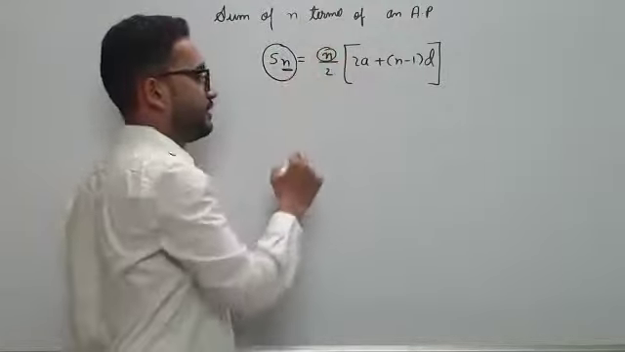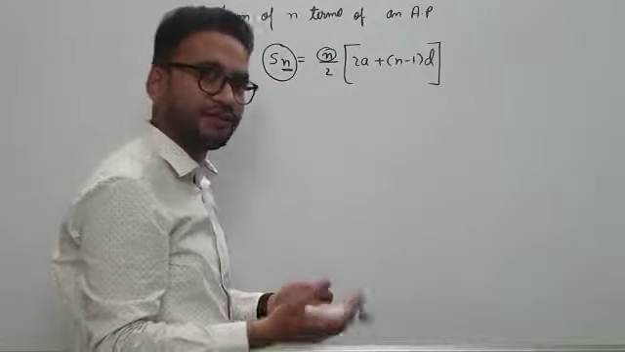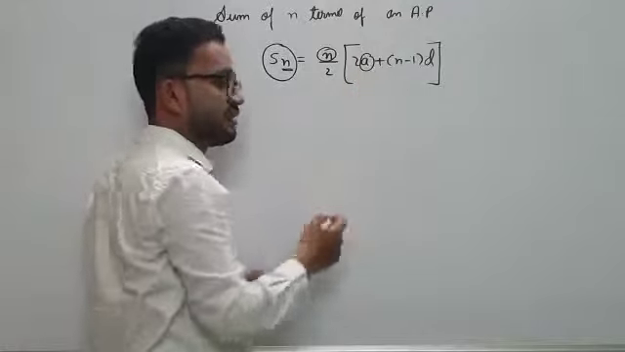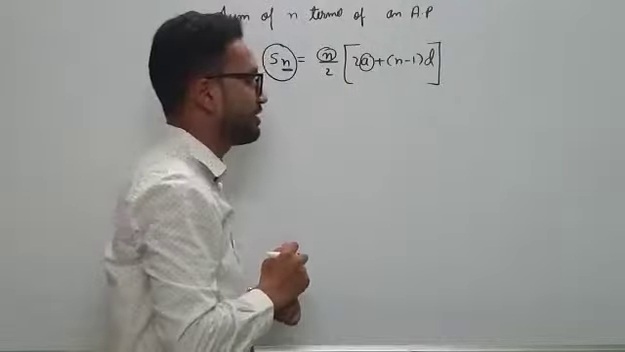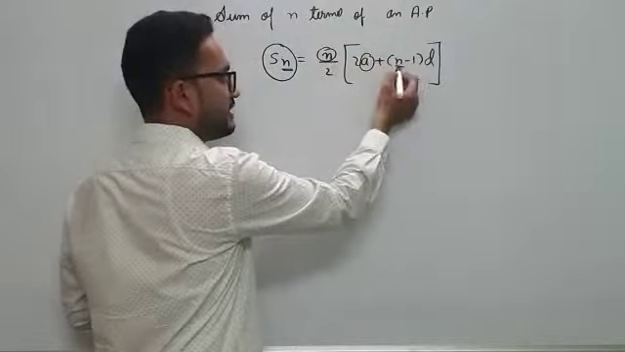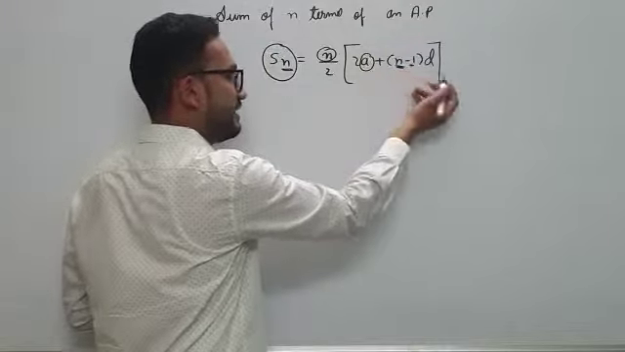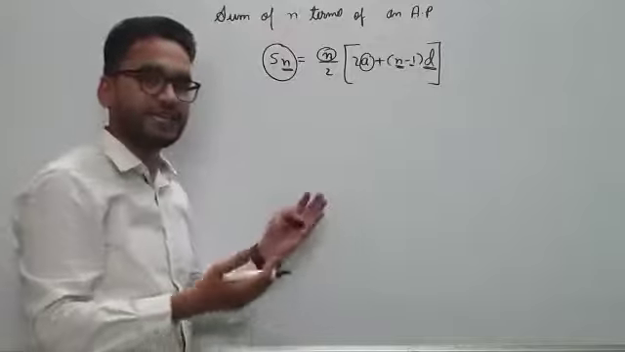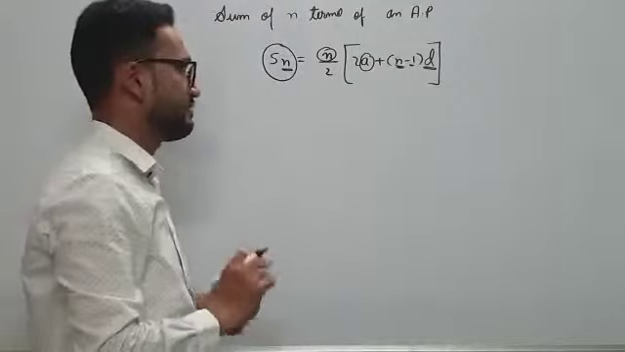n is the number of terms. So whatever is defined in the question, that many terms' sum we will have to take. a is the first term of the arithmetic progression. This n and this n are one and the same, one is a number here, a digit here. And difference is the normal difference which we were taking in the previous videos.